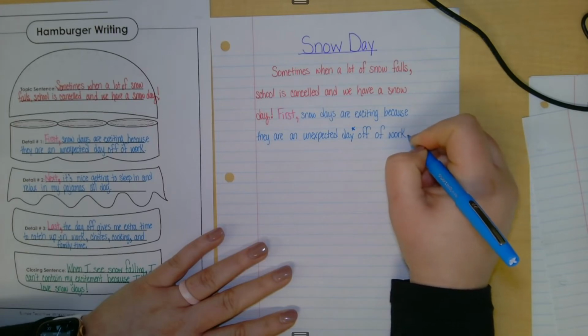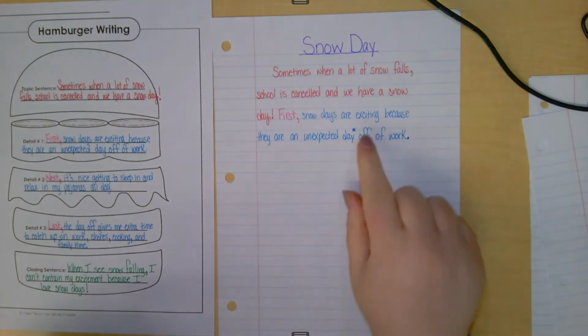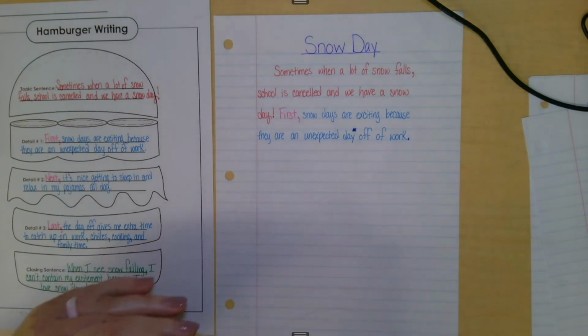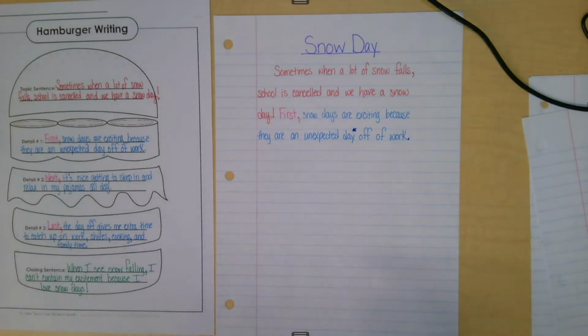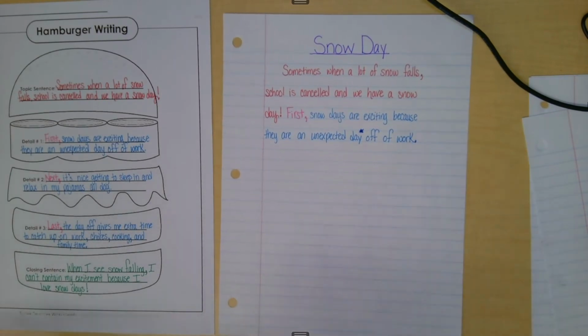Don't forget your periods at the ends of your sentences. Ignore this. It looks like a star, but it's not. I made a mistake and I tried to scribble it out. Okay. So I've got my first detail written. Now I have written all the way to the margin. So I'm going to actually start a new line because I am at the margin and have no more room.